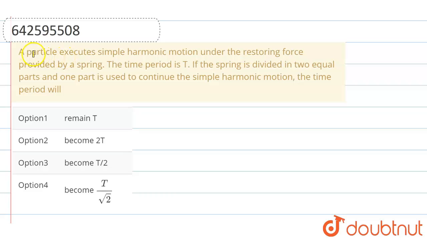Hello everyone. So the given question is: a particle executes simple harmonic motion under the restoring force provided by a spring. The time period is T. If the spring is divided into two equal parts and one part is used to continue the simple harmonic motion, the new time period will be. And the given options are: remains T, becomes 2T, becomes T by 2, or becomes T by root 2.